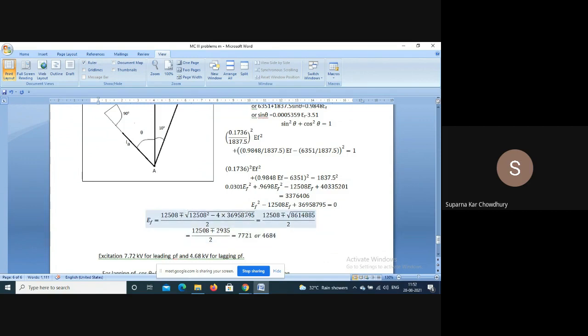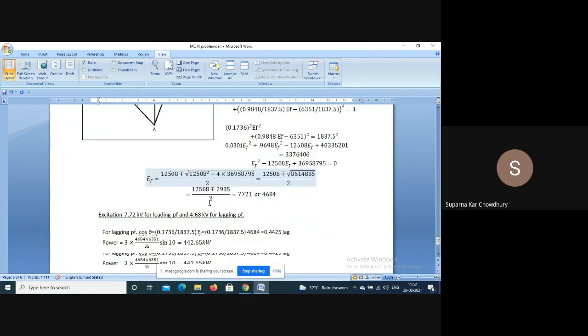From there we can calculate EF from this expression, that is minus b plus or minus root of b square minus 4ac. And we get two values. Actually these two values are for one leading power factor and one lagging power factor.